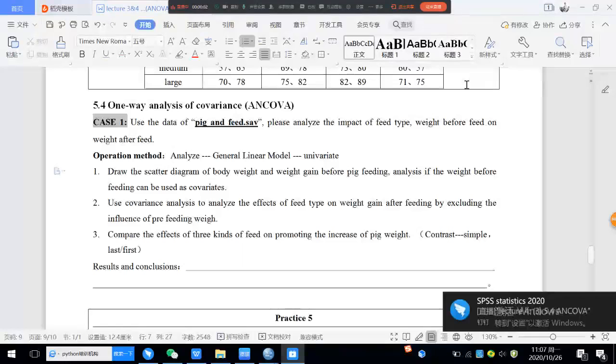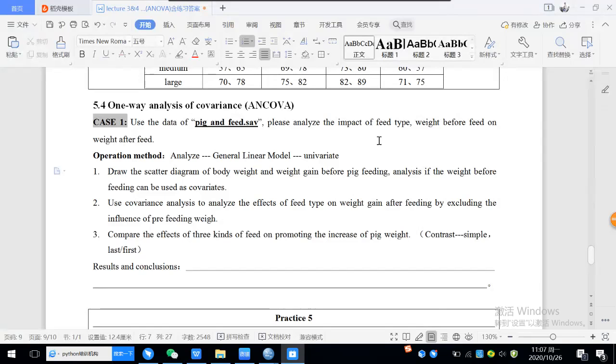Okay, here we'll start the third section, and the second section of the new class. Here we'll continue to learn how to use the one-way analysis of covariance for data analysis.